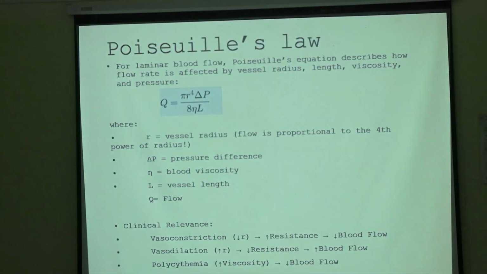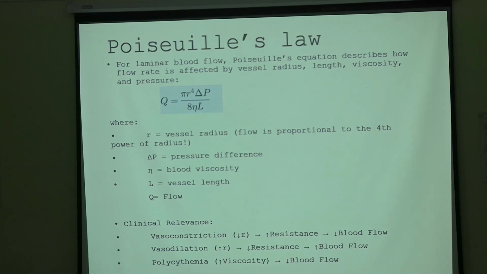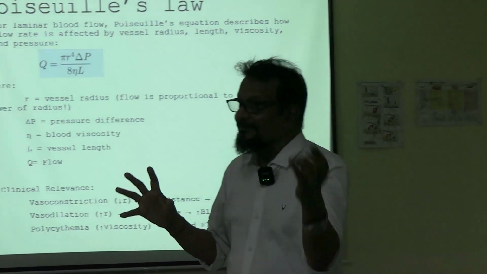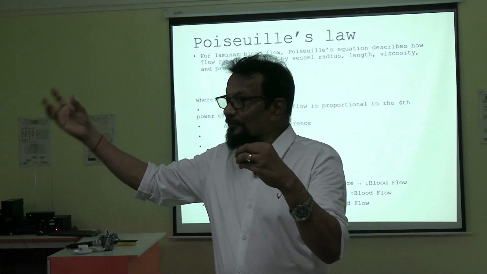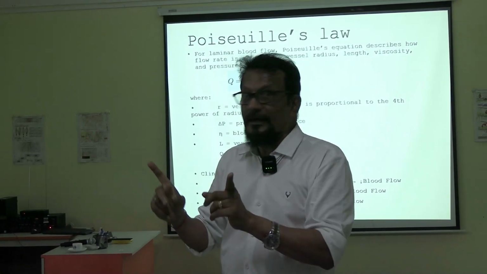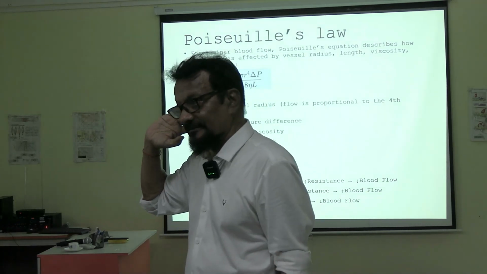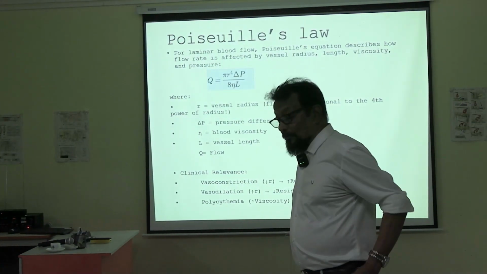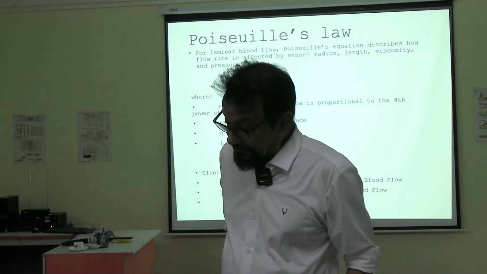Actually, while the blood is having laminar flow, Poiseuille's equation describes how flow rate is affected by what? Vessel radius, length, viscosity, and pressure. Actually, it is the relationship between flow with pressure change, with viscosity, with diameter, and with length of the vessels. So this relation. Now, one thing can be derived from this equation.